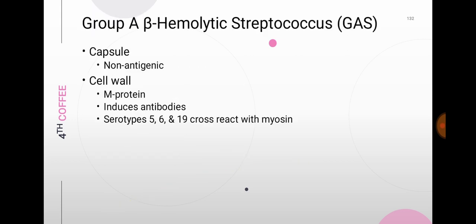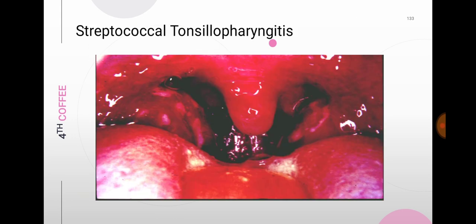So what causes your RF and RHD? It's group A beta hemolytic strep. This is very important; it's almost always asked. Group A beta hemolytic strep is a capsulated organism with a non-antigenic capsule, but its cell wall has M protein, which induces antibodies and causes its pathogenicity. This is a picture of strep throat. It's beefy red with exudates. So that's your strep throat.